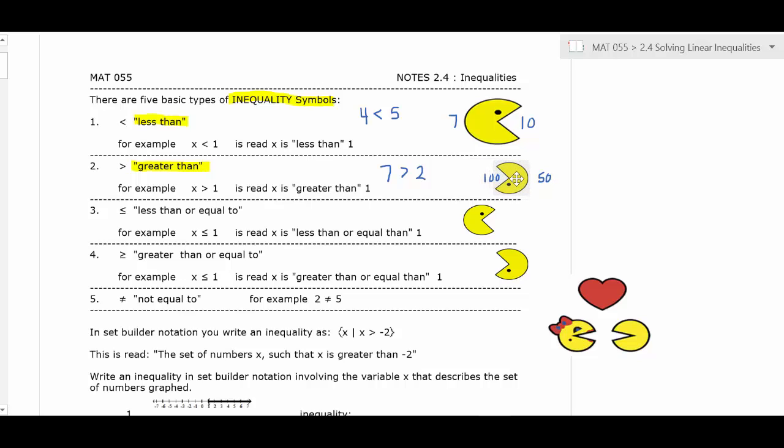Geez, I wish I had the theme song. I don't know how to play the theme song on the guitar. I should have learned it just for this video. Shoot. All right, so that's how that goes.